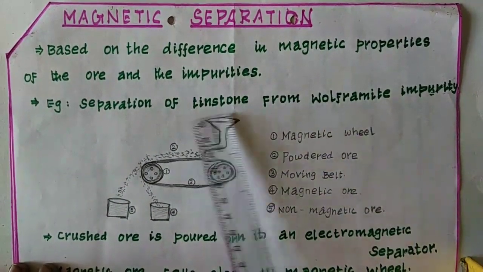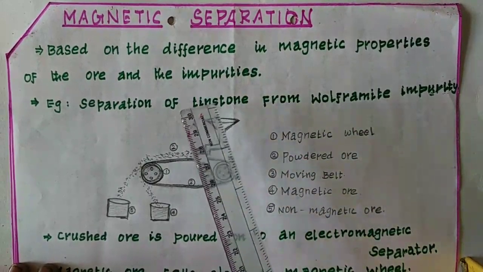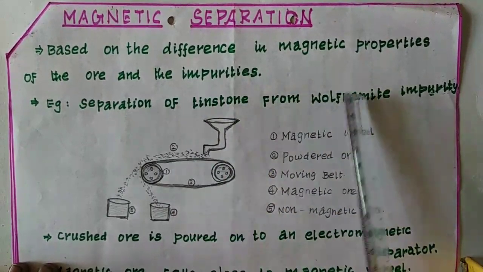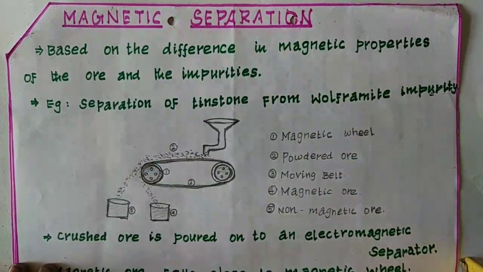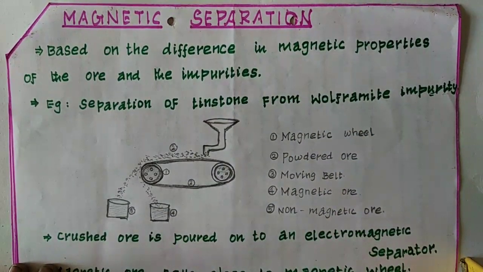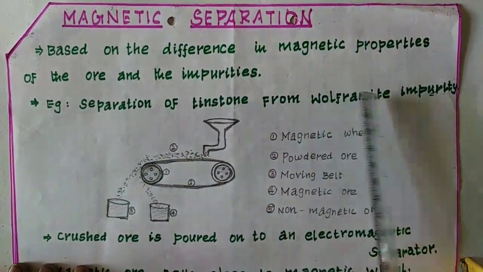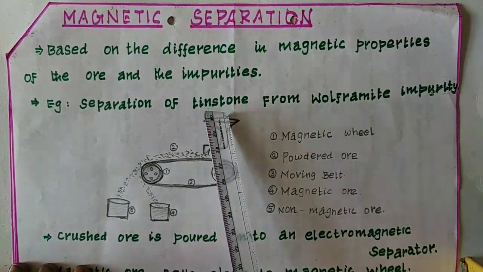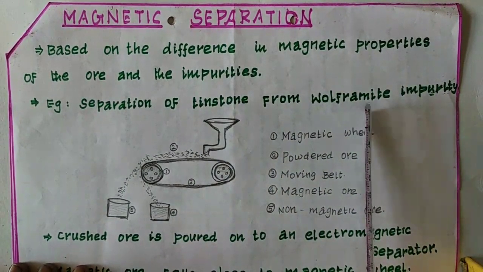Dear students, in the case of concentration of tin stone ore, the tin stone is magnetic, whereas wolframite is non-magnetic. So this tin stone ore can be concentrated using the method of magnetic separation. Is it clear? What is the example given? The separation of tin stone from wolframite impurity. Here tin stone is magnetic in nature, whereas the wolframite is non-magnetic in nature.